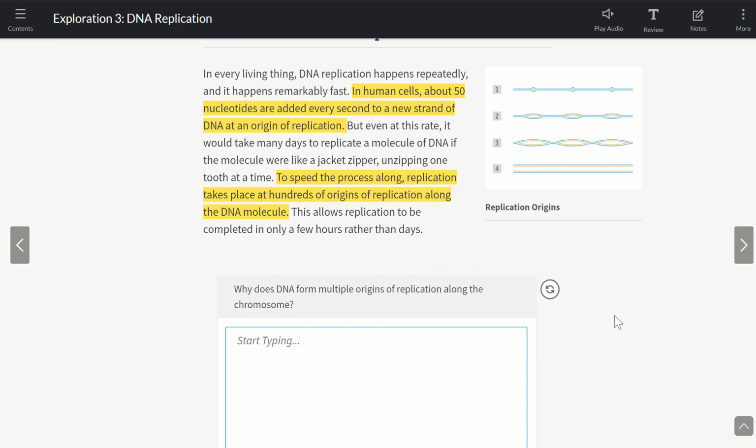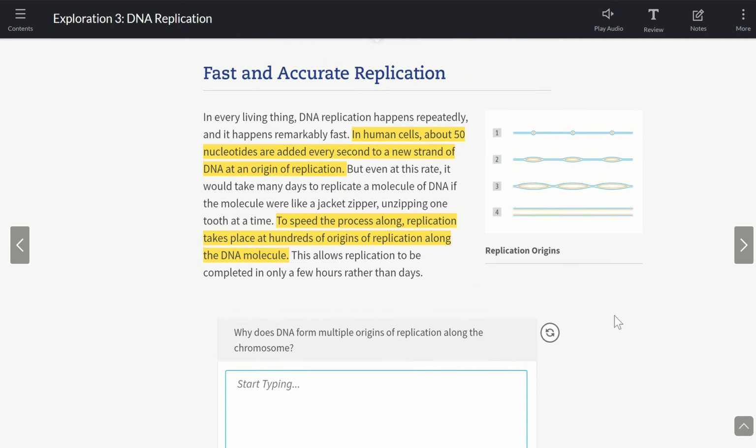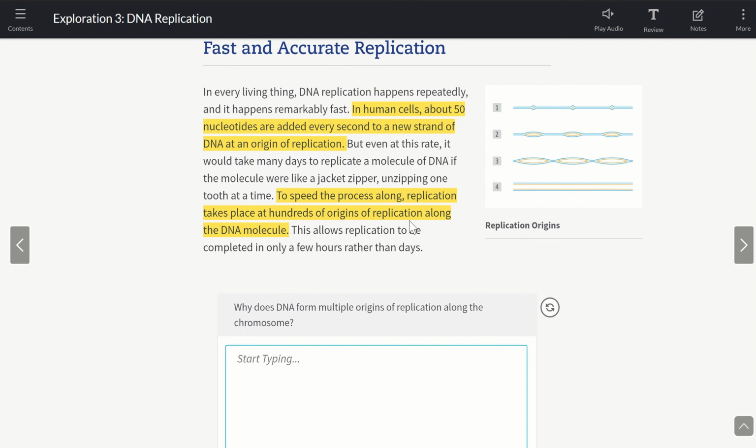Now, let's finish up with this. This process happens pretty fast. There's about 50 nucleotides that are added every second when a DNA molecule replicates. Problem is, there's a lot of nucleotides. And if you just opened the DNA at one spot, it would take way too long to build a new strand. So what we do is we open the molecule in several spots and start building in opposite directions. You kind of see that in this picture right here.